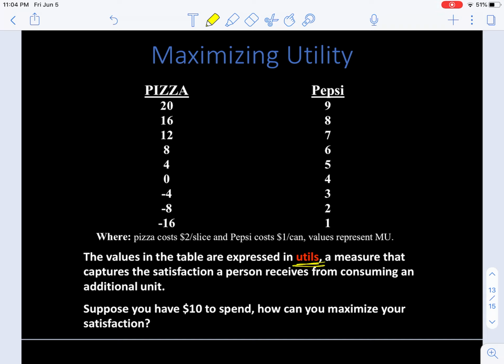Now, I give you a couple other pieces of information here. Suppose that pizza costs $2 a slice. So I'm going to make a note here. The price of pizza is $2 per slice. And Pepsi is $1 per can. So the price of Pepsi equals $1.